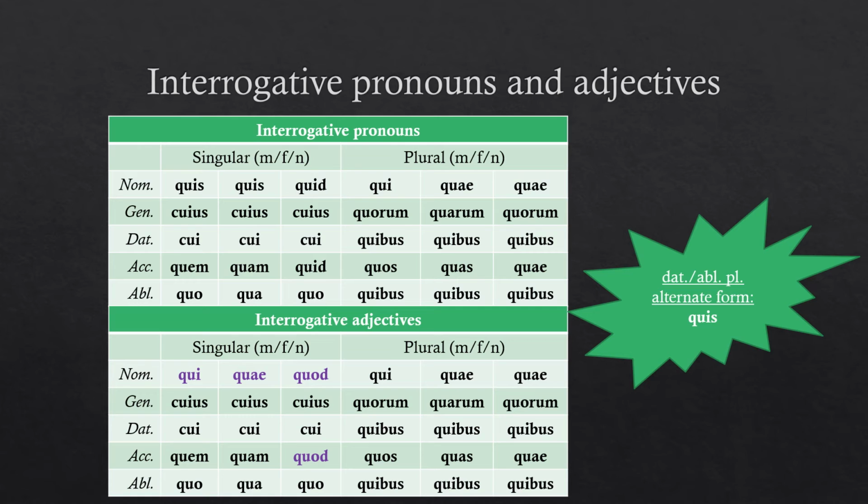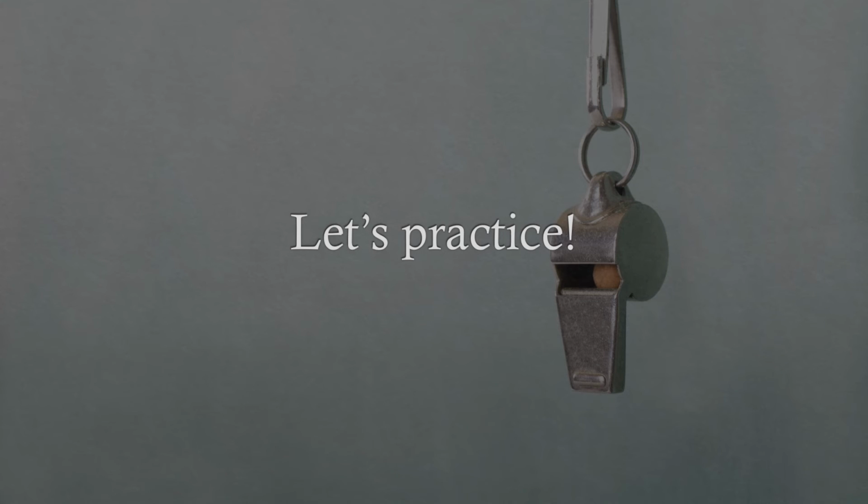I should also point out that in the dative and ablative plural, there is an alternate form for quibus, quis, which is often found in poetry. Take care to memorize these forms, especially the interrogative adjectives, because they will come up again when we learn how to form relative clauses. Now let's do a few practice sentences before we end this video.